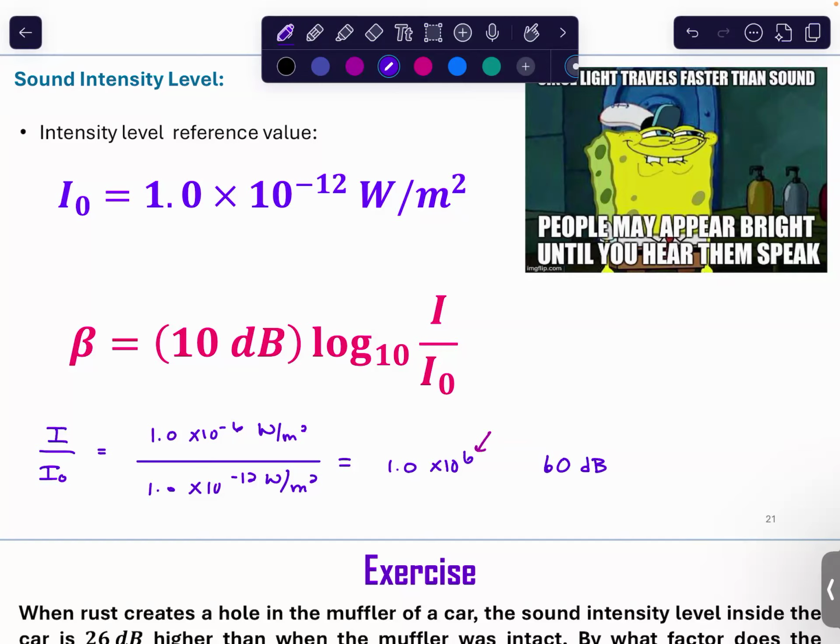Now on your calculator, you see that log base 10? On your calculator, that's just the button that says log. Your calculator has a natural log button and a log button. The log button is your log base 10.